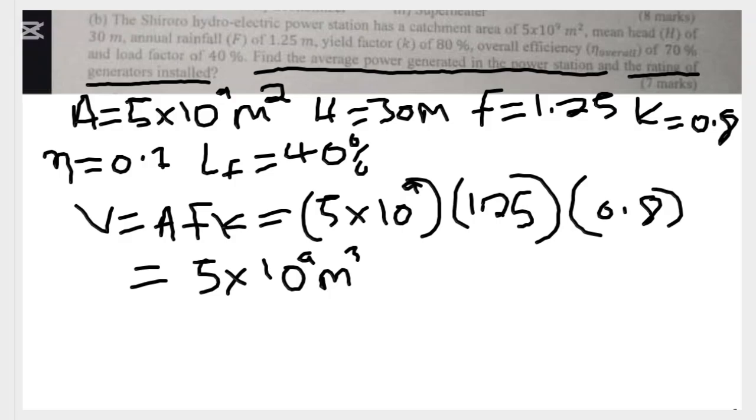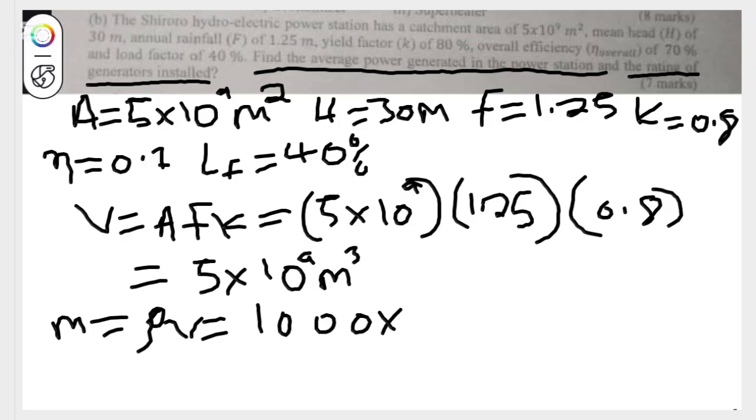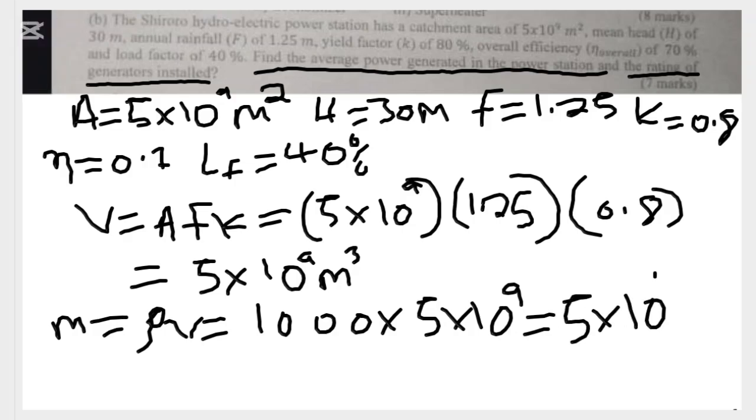The next thing I have to find is the mass of water. Mass of water is the same thing as rho V. I have already found the value of V. The density of water, as usual, is 1000. So I multiply by 5 times 10 to the power of 9, which, adding the powers, is 5 times 10 to the power of 12 kg.